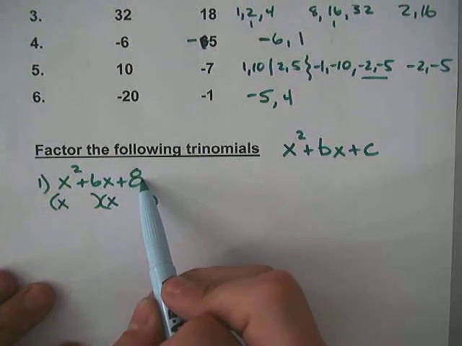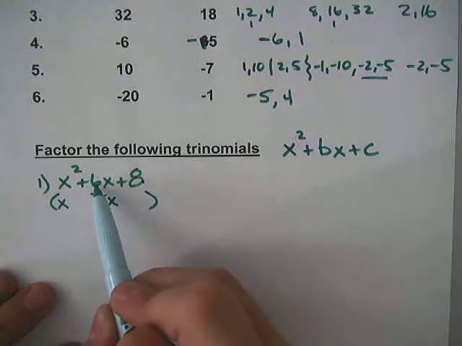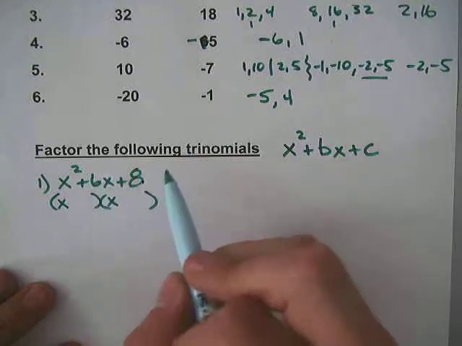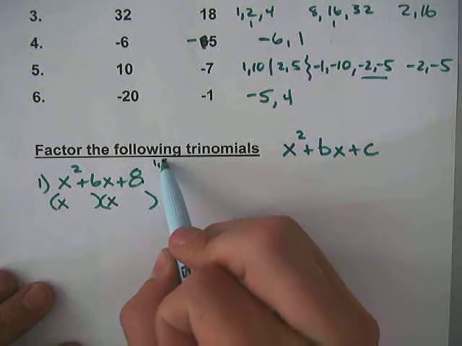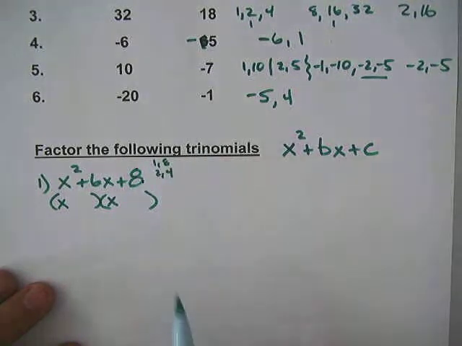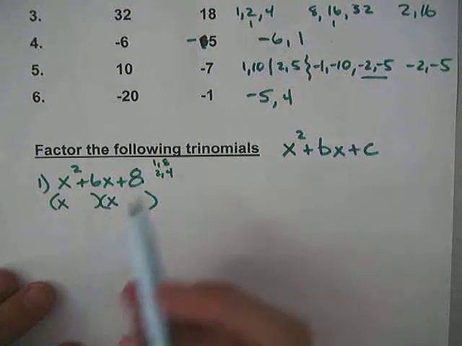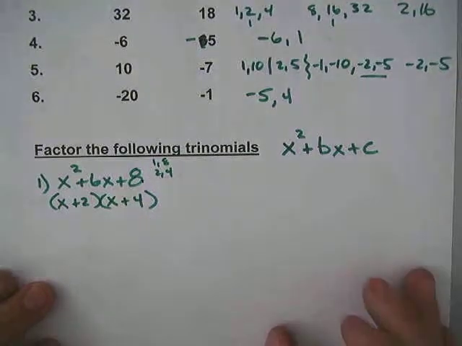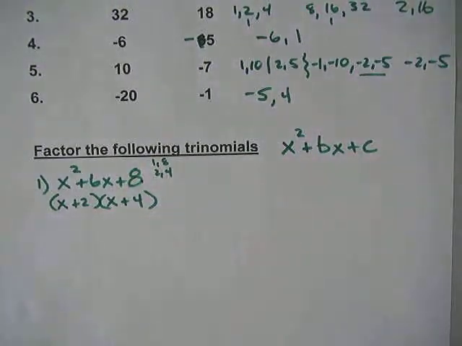And then the second spot is where we're going to use this exercise from up above, where we are going to use the factors of this number that add up to this number. So factors of 8 that will add up to 6. Well, you have 1 and 8, and you have 2 and 4. So which factors will add up to 6? Well, 2 and 4. So I'm going to put plus 2 and plus 4. And I'm done.